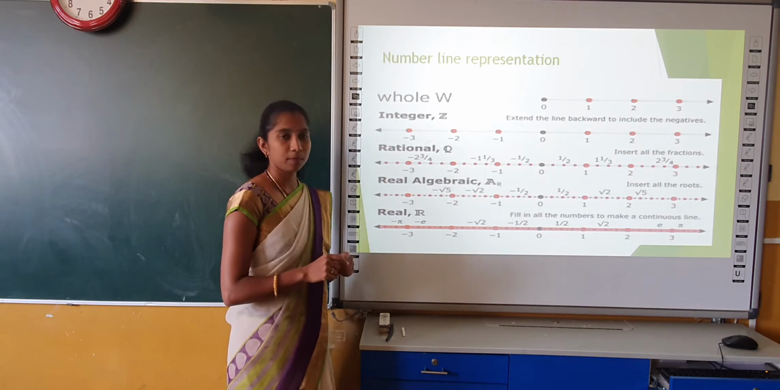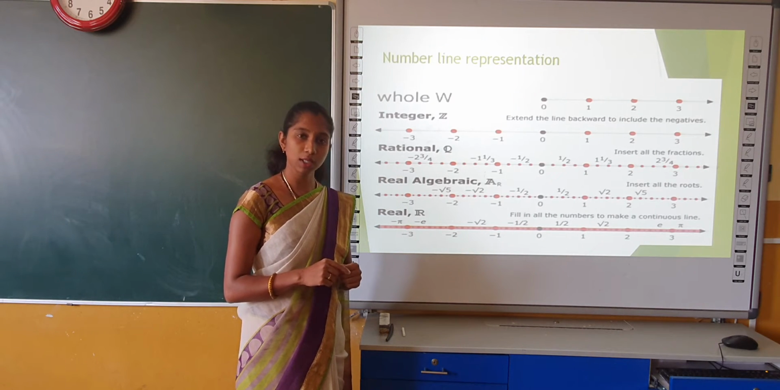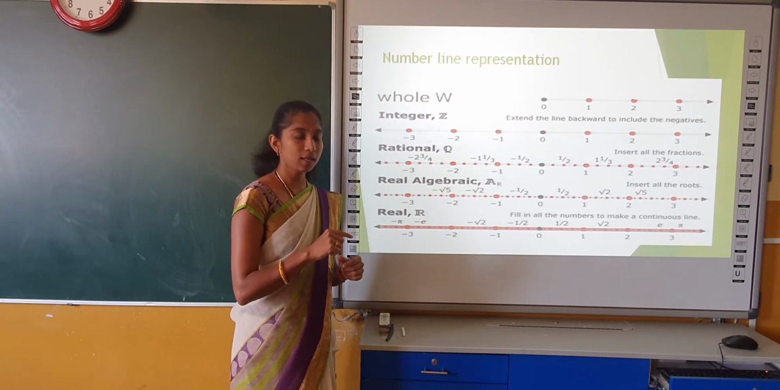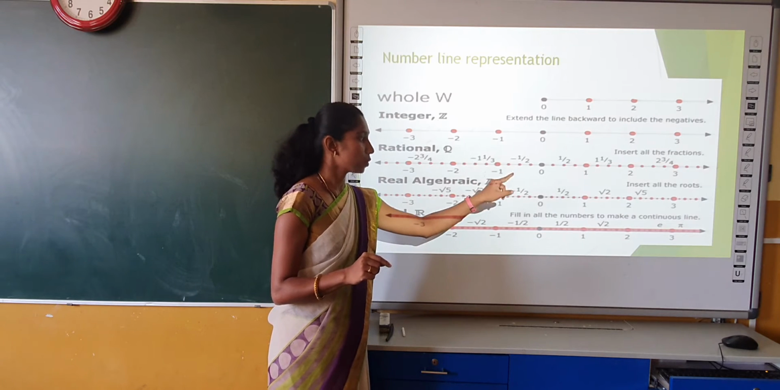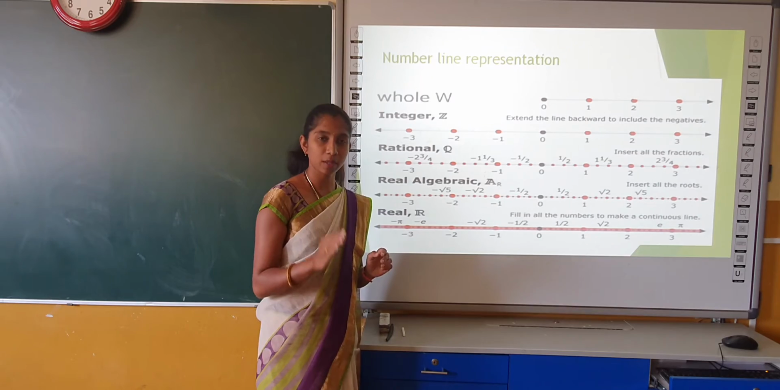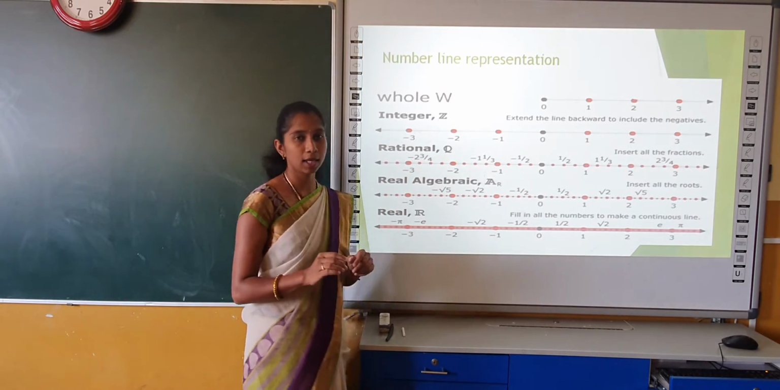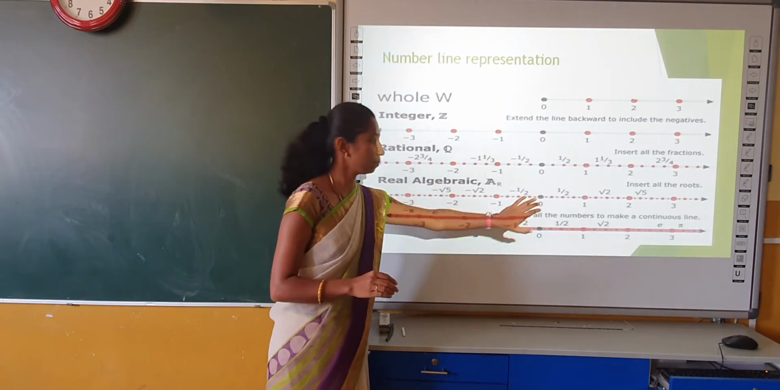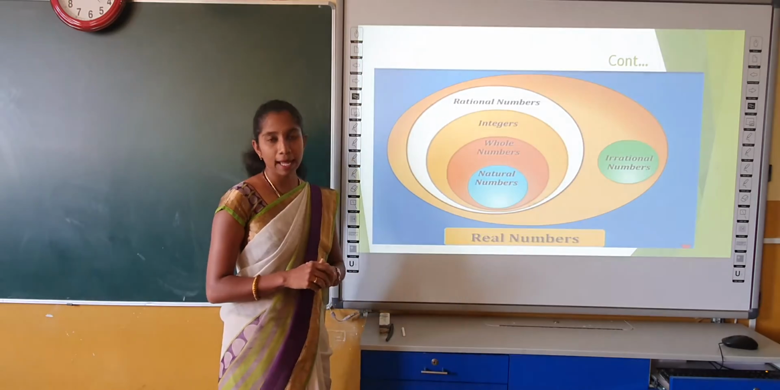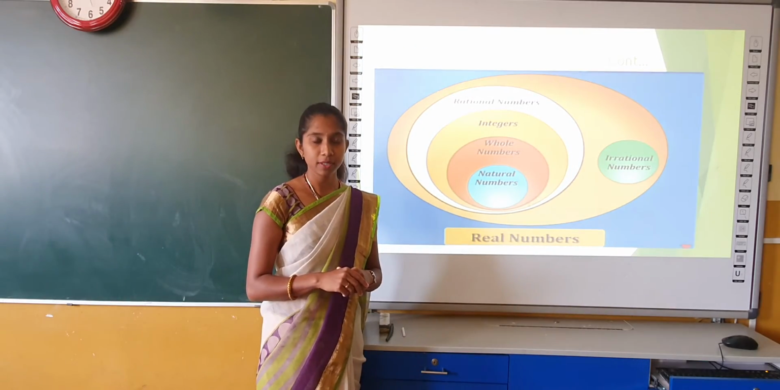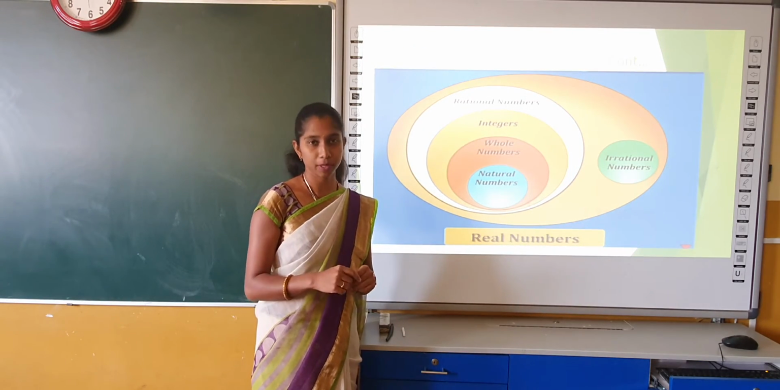Next is the real number. You already know that a real number is a collection of rational numbers and irrational numbers. On the number line, 1 by 2, square root 2, 0, 1, 2, 3, all combinations of numbers should be written on the line. This is about the number line representation. This is the diagram.